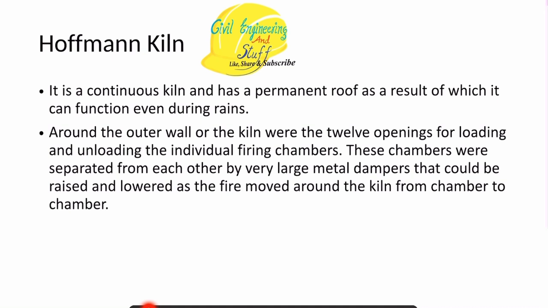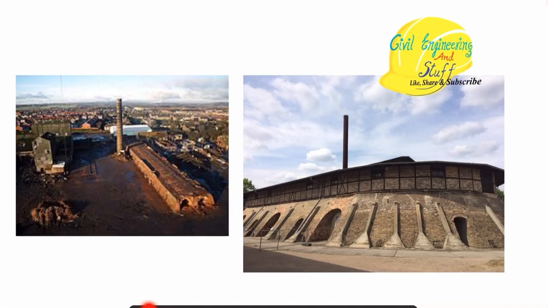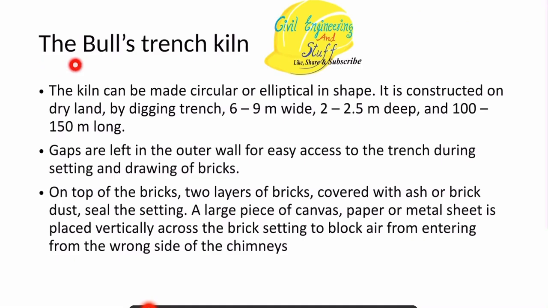They have chambers, conventionally 12 chambers, more or less depending upon the size of the structure, right? And each section is separated with a metal damper, and these can be removed, raised or lowered based upon the requirement. All right. Next we have the bull trench kiln.